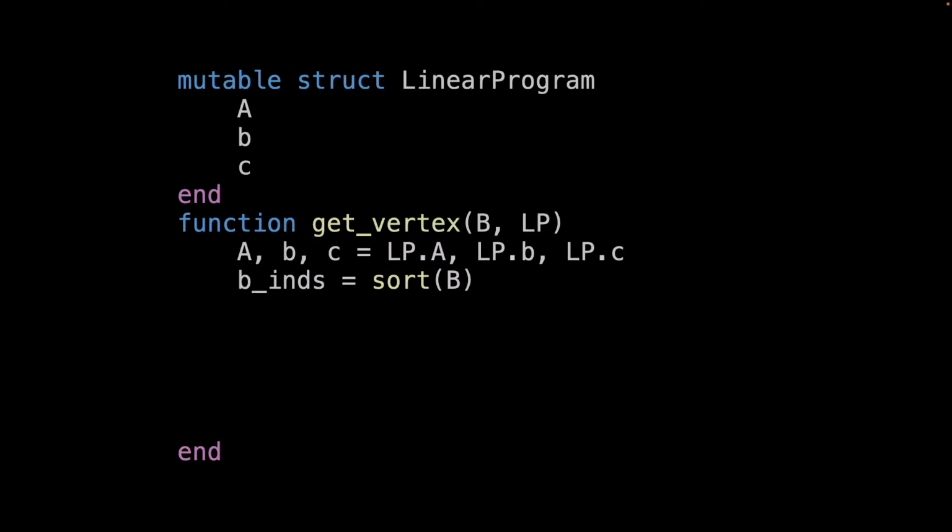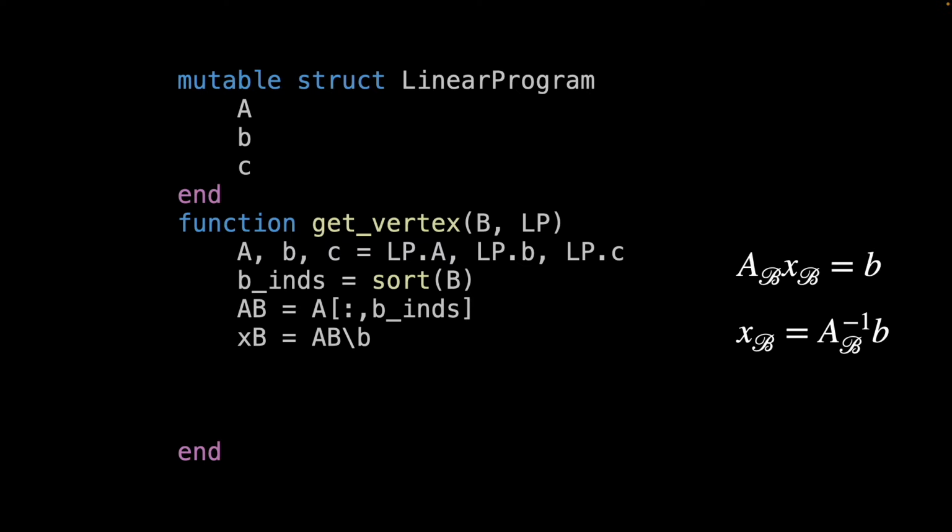We are then going to sort the indices that are passed in the basis, because it's not necessarily the case that the basis indices will have already been sorted. So we're going to sort them here, and then we're going to access the columns of A corresponding to those basis indices. Now we saw that we can solve for x basis by just taking the inverse of A basis multiplied by b. So that's all we're doing in this line.